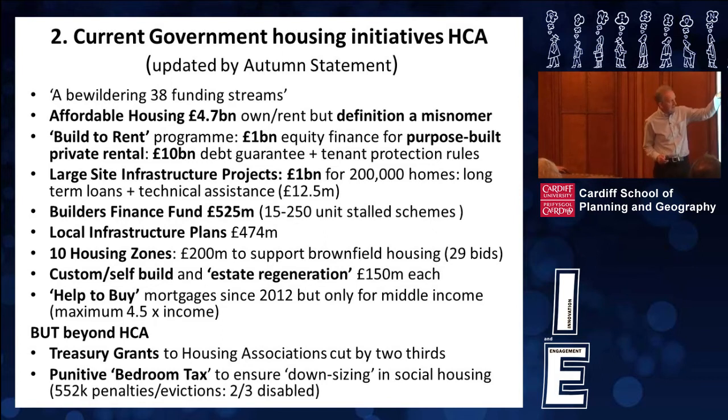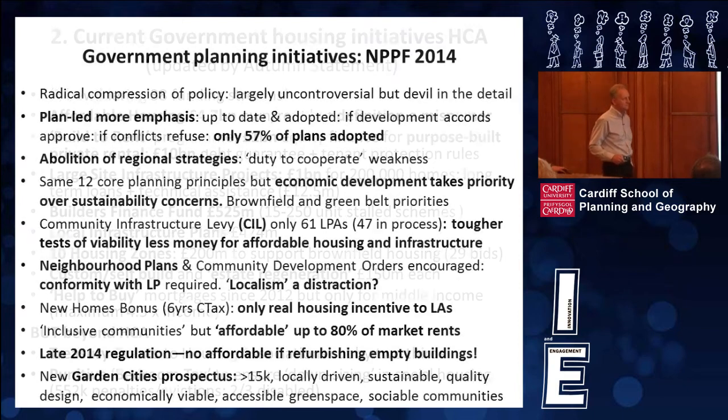So the big thing is affordable housing, but not affordable, build to rent, which is very significant. But of course, while the HCA is supporting housing, we've got 2 things going on which are disrupting it very significantly: the reduction in housing association grants and the bedroom tax, which has already evicted or penalized 500,000 people, 2/3 of which are disabled. So that's had a very negative effect, particularly on the social housing arena.